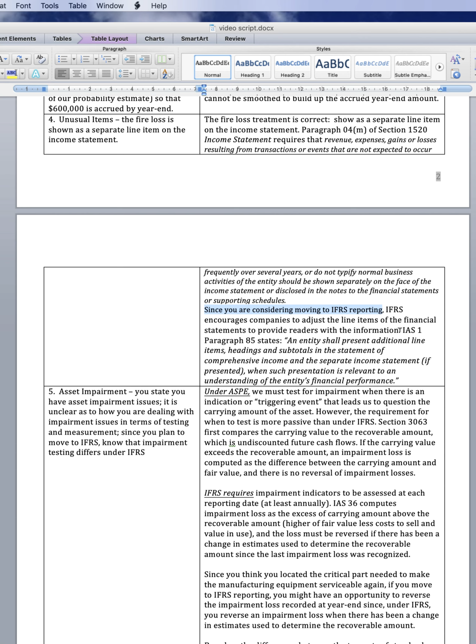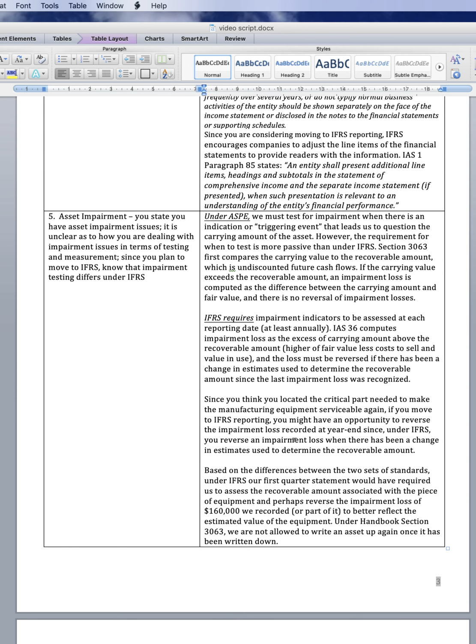IFRS. And under IFRS, if you look at IAS 1, paragraph 85 says an entity shall present an additional line item, heading and subtotals in the statement of comprehensive income and income statement when such presentation is relevant to an understanding of the entity's financial performance. So if a company thinks it's relevant to know we had a fire, if we've lost anything substantial, you're going to have to show it as a line item anyway under IFRS. So the fact that they're doing it now under ASPE, even though they could just default to disclosure, is good, and I would recommend we stay with that.